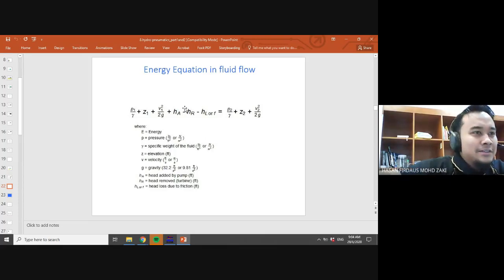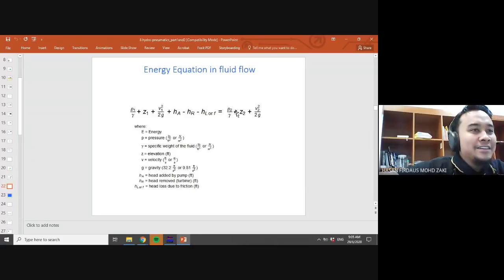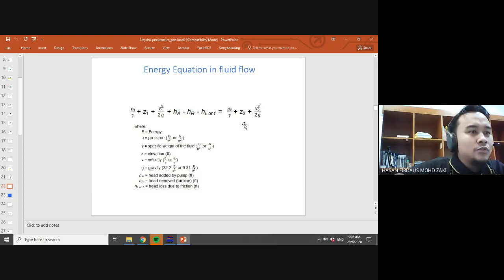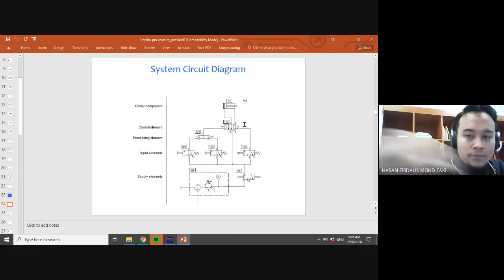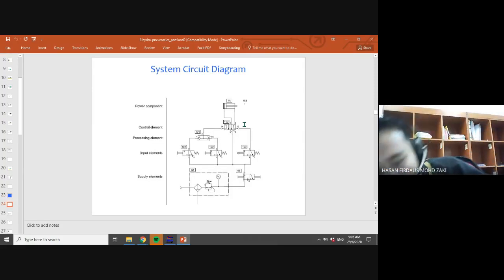So what's the name of this equation? Still remember? Bernoulli equation. Bernoulli. But of course, this is not important for this class. I just want to show you that these are some of the theories that you can find for the fluid system.